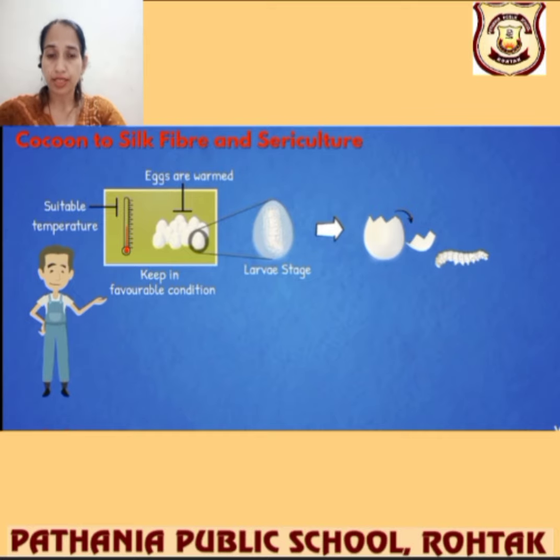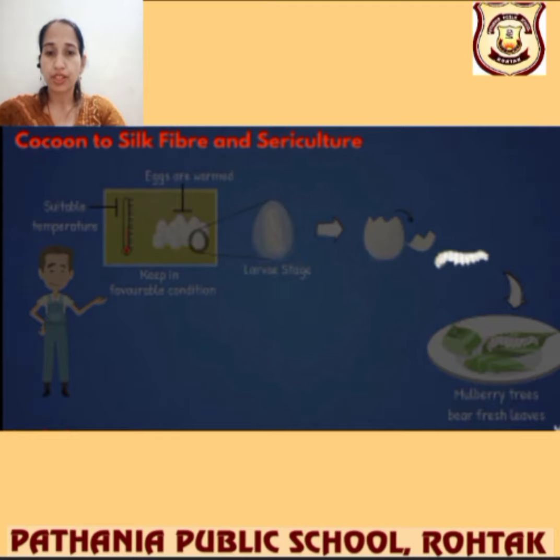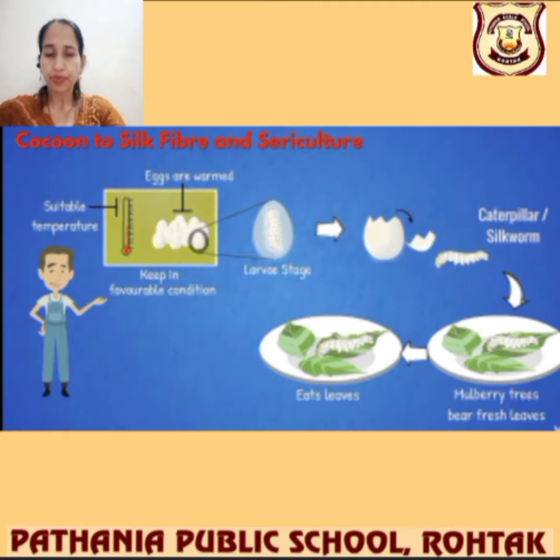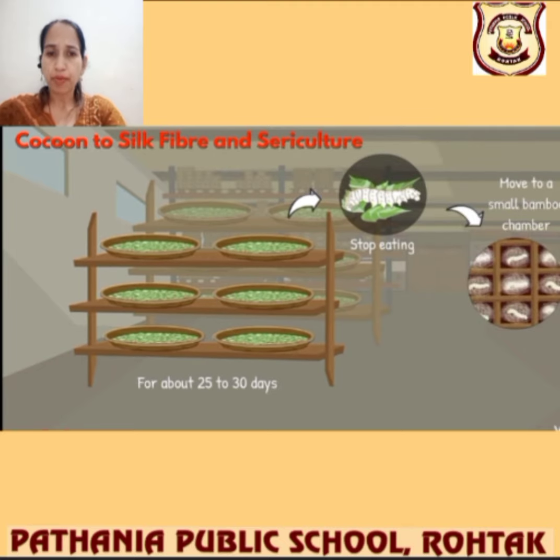The young organism which comes out is called a caterpillar or silkworm. It eats the leaves of the mulberry plant and grows in size. Along with mulberry leaves, the silkworm is kept in clean bamboo trays for about 24 to 30 days. After this, the caterpillar stops eating and moves to a small chamber. They create a net around themselves and produce a cocoon of silk fiber.